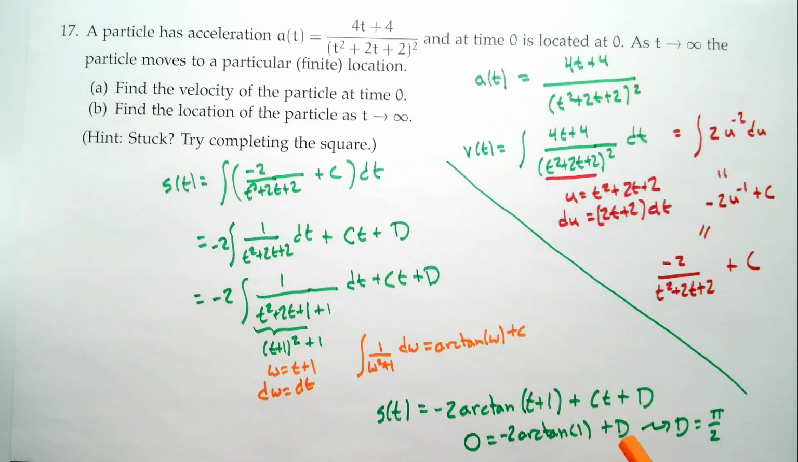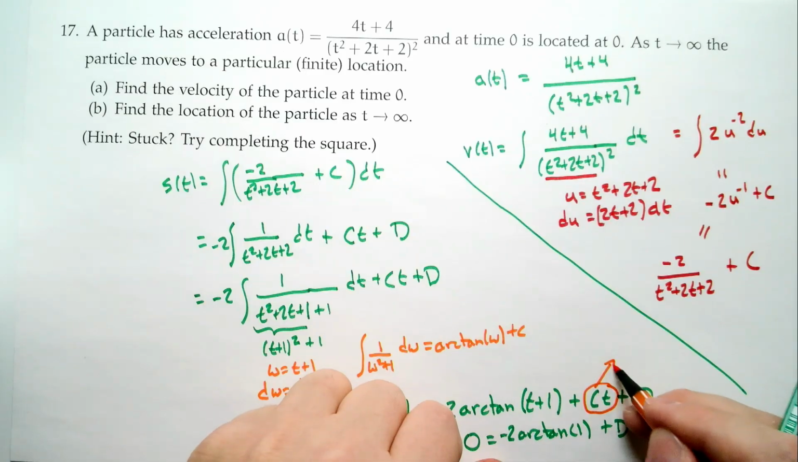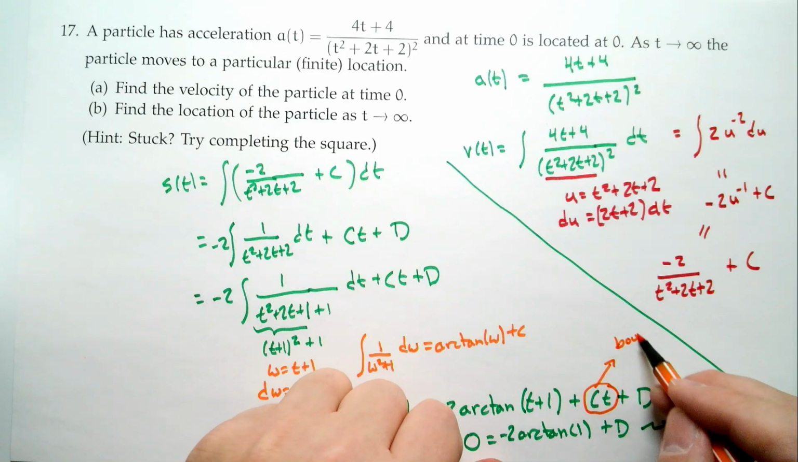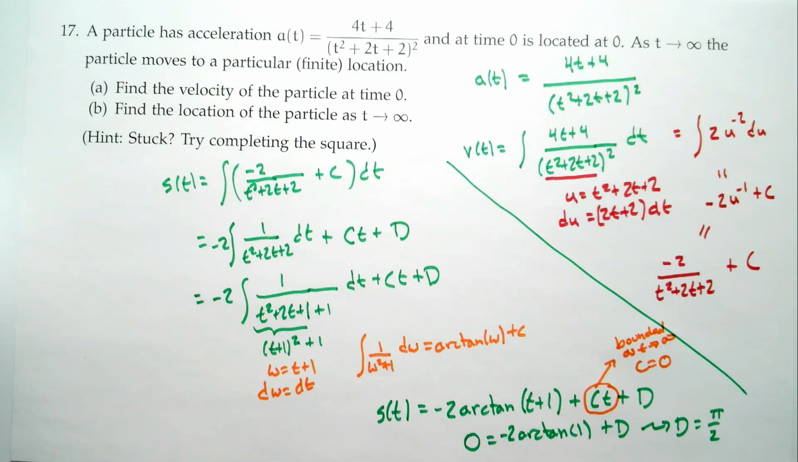But c times t is going to get huge unless what's true about c? How can I make sure this doesn't get huge as time goes to infinity? Yeah, the only way this needs to be bounded as t goes to infinity, which means that c has to be 0. Because if c is not 0, it's not going to stay put. It's going to get arbitrarily far away from where you began. So we've now figured out c and d.